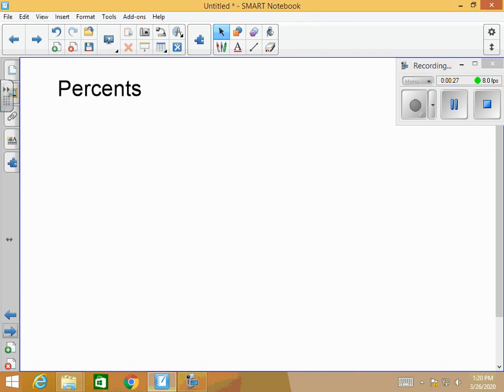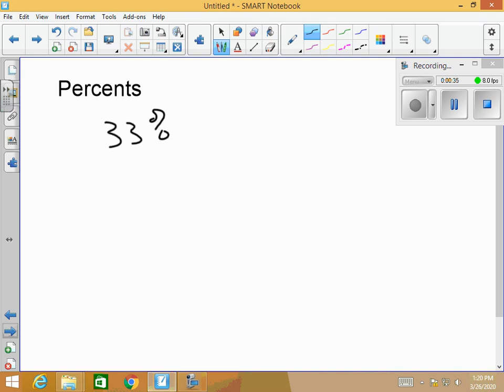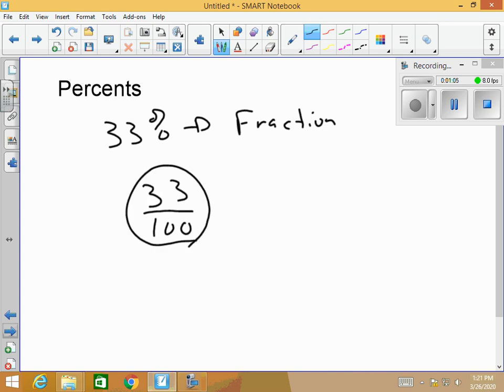So percent. We're going to change stuff from percent into other things. So let's say 33%. And let's say I want to change that into a fraction. Well, this is the easiest thing to do, is change a percent to a fraction. All you have to do is understand that percent means per hundred. So you get 33%, which is 33 per hundred. Make sure that fraction is reduced. And 3 and 11 are the only factors that come out of 33. Neither one of those come out of 100. Therefore, you have the correct answer.